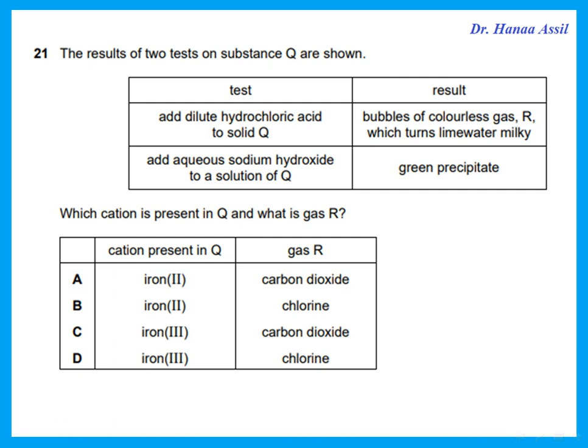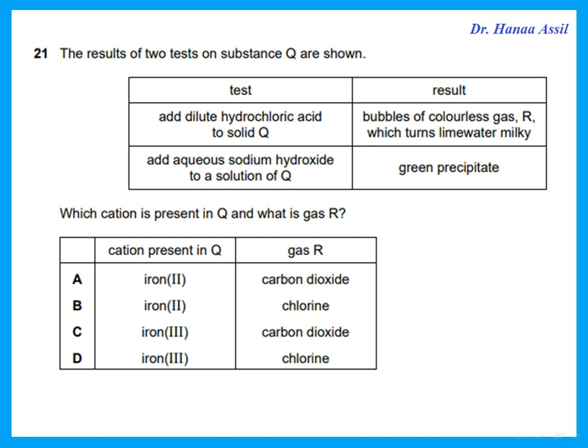The results of 2 tests on substance Q are shown. Which cation is present in Q and what is gas R? Okay, which cation? That is from the test of sodium hydroxide. We said if I add sodium hydroxide to a solution and I get a green precipitate, is it iron 2 or iron 3? You should remember that it is iron 2. So my answer is A or B.